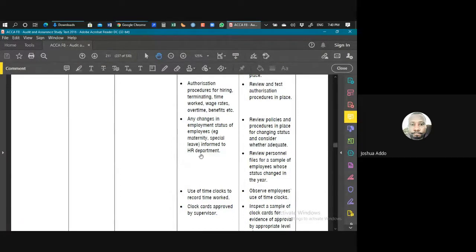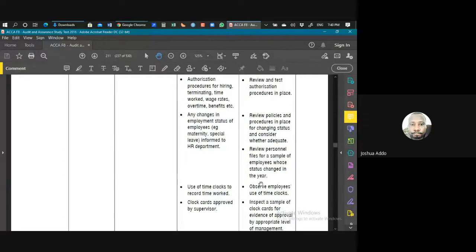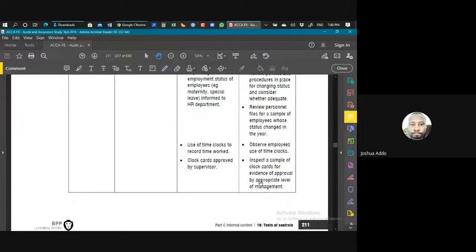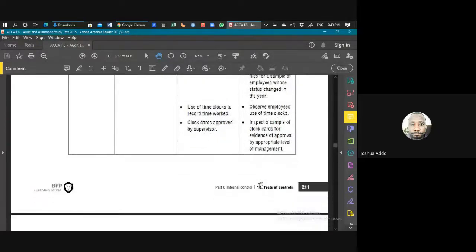The auditor will check if this control is there by reviewing policies and procedures in place for changing status and consider whether they are adequate. You can review personnel files for a sample of employees whose status changed in the year to make sure that those things are reflected in their calculations and the whole of the payroll system.